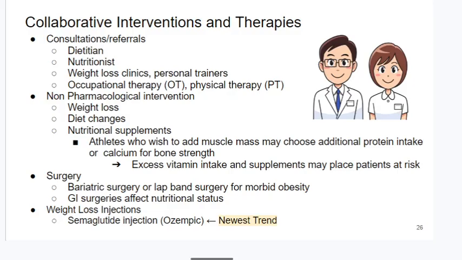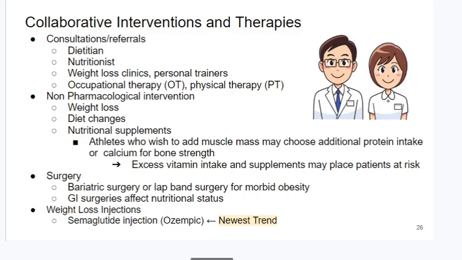For example, athletes, we often need to recommend that they get adequate calorie intake because they're burning lots of calories. This can include protein intake. And then they're going to need some calcium as well to contribute to bone strength. We don't want there to be muscle breakdown, especially with our athletes. And we do worry about hydration as well.